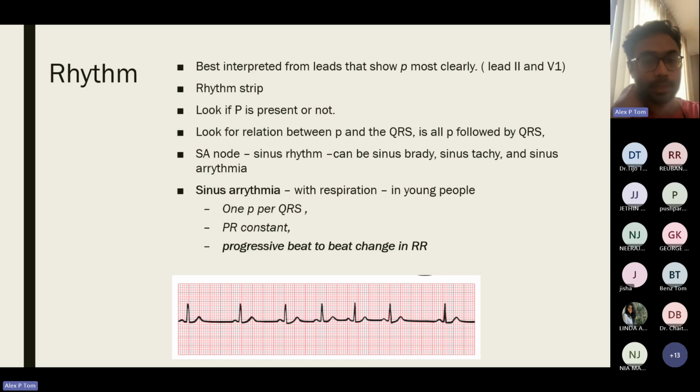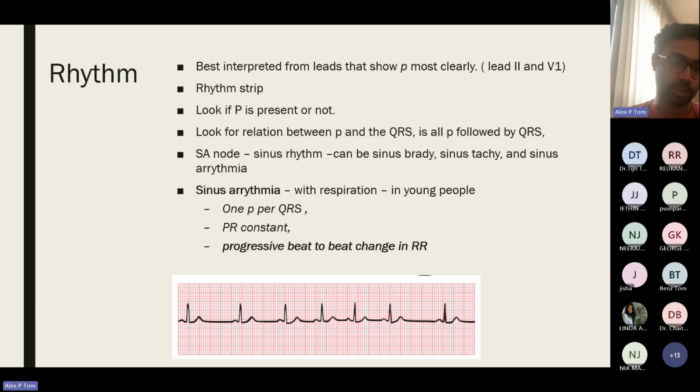The next part is the first abnormal rhythm. It's not abnormal. It's the first arrhythmia that I would like everyone to know about, which is sinus arrhythmia, which is normal and very common. It occurs with respiration, it's very commonly seen in young people, and it would look something like this.